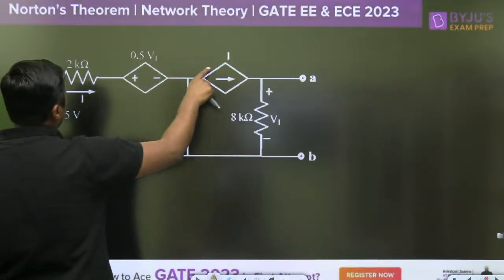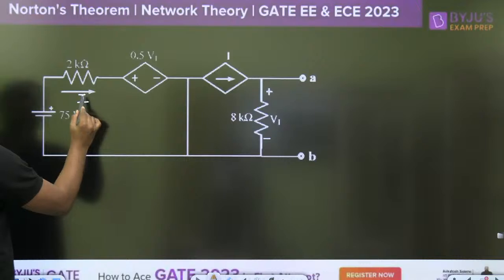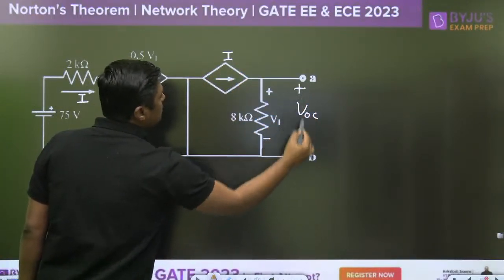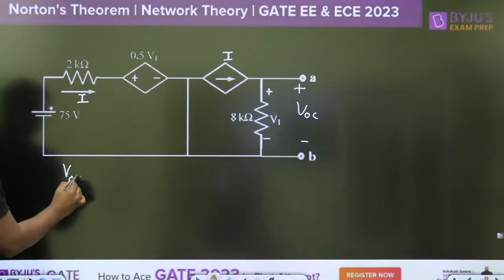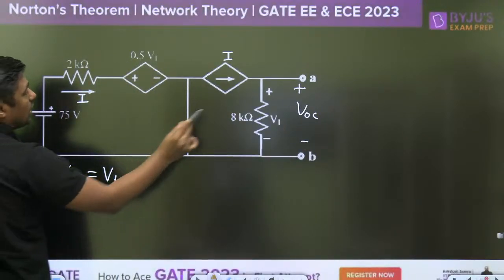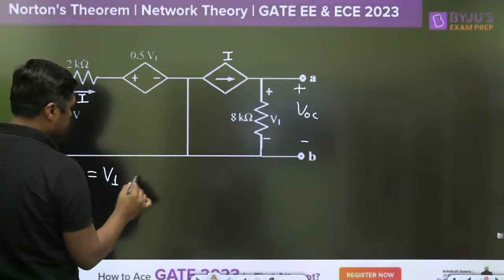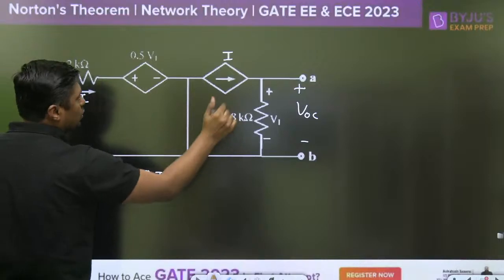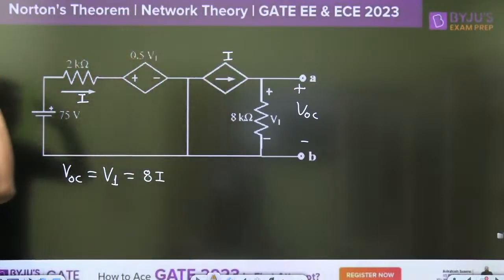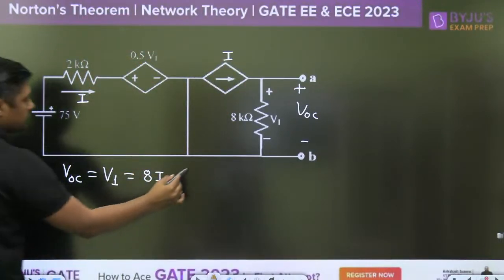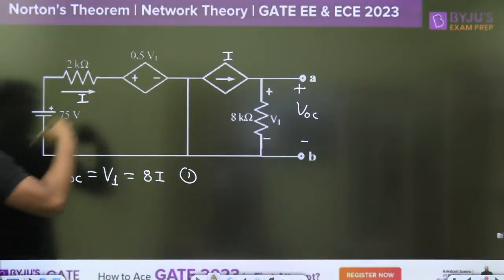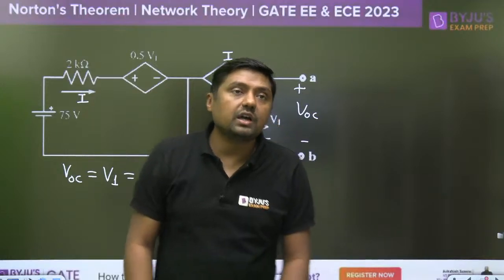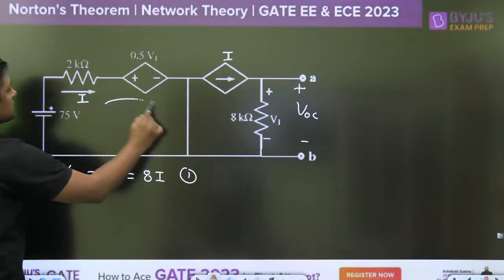This is the I, and this is the I actually. That is the dependent source. If you want to calculate the VOC here, VOC is nothing but V1, and V1 is nothing but 8 kilo ohm into I. Always remember, if the resistor is in kilo ohm, then current will be in milliampere. That is the first equation. Then always remember, we can't write the KVL with the current source.